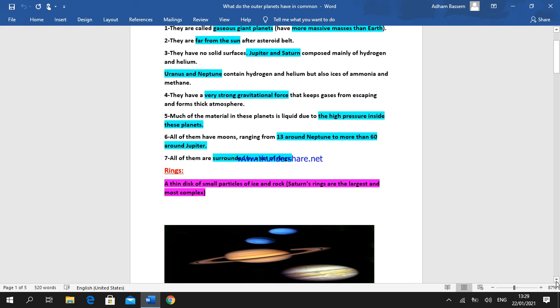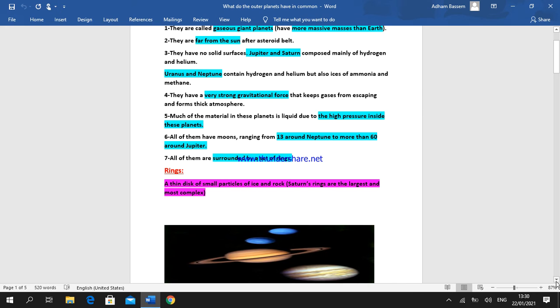So when you are asked to explain the presence of a thick atmosphere around the outer planets, the answer will be due to the presence of very strong gravitational force. Number 5, much of the material in these planets is in a liquid state. Why? Due to the presence of high pressure inside these planets, which can change gases on these planets into liquid.